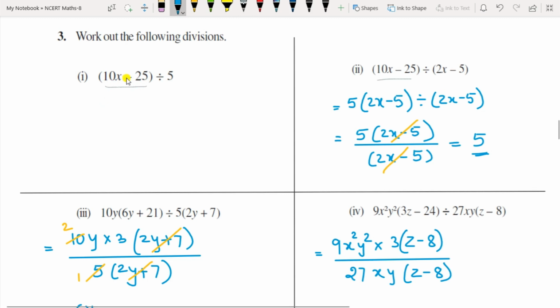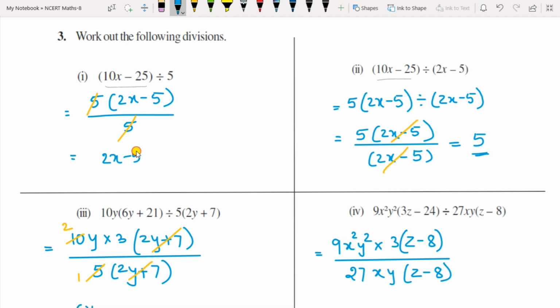From these two terms you can take 5 common. 5 twos are 10, 5 fives are 25, and the whole is divided by this 5. Now this 5 and 5 get cancelled. So your answer is 2x minus 5. That is the answer.